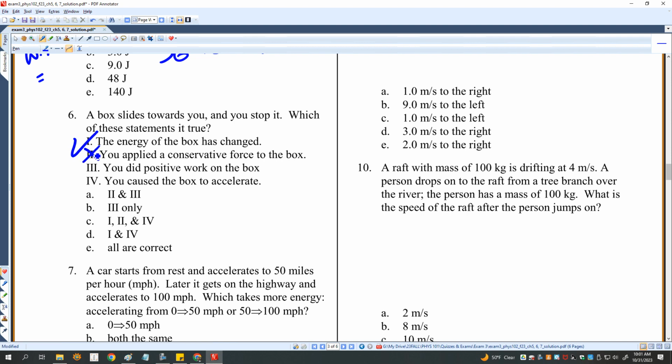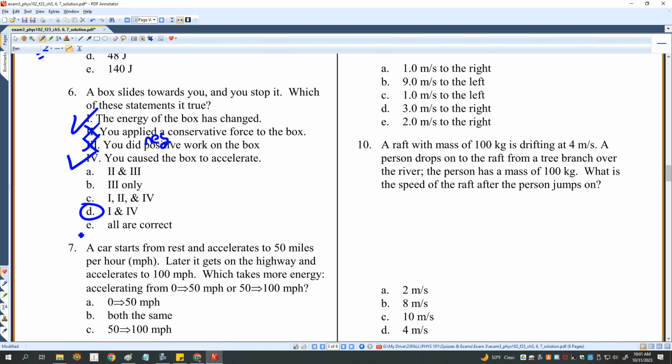It takes energy away. You did positive work on it. No, I did negative work. You caused the box to accelerate. Yes, I gave it a negative acceleration, but I caused it to accelerate nonetheless. So D is the right answer.